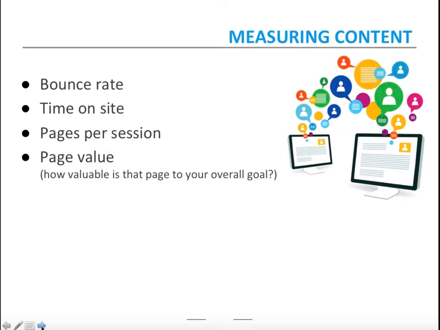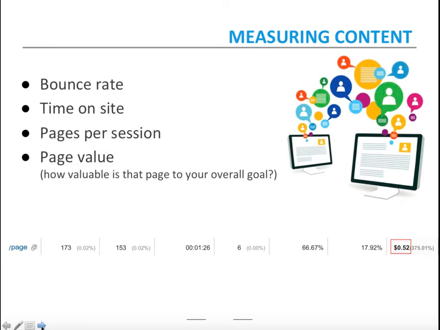I think an underutilized metric can be page value. In order to use page value in Google Analytics, you have to have a goal set up, and you also have to have a value for that goal. So let's make an example: you have a form that is your goal, and a thank you page that triggers that goal. You've said that goal is worth, let's say, $5. What you can do as far as content is concerned, you can go back to your pages report, and the last column will talk about page value.